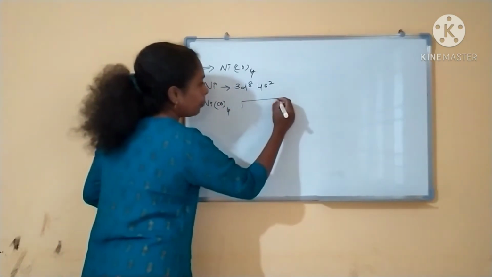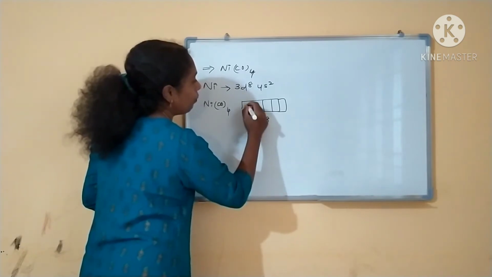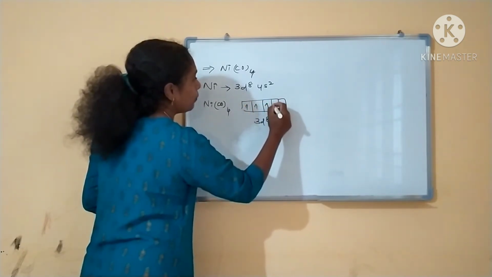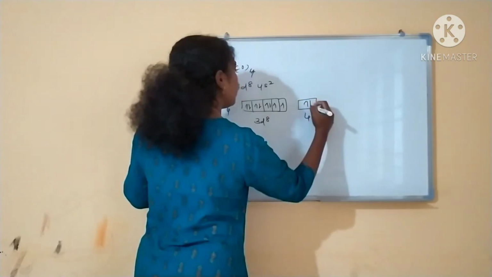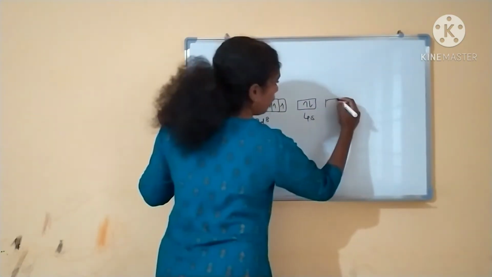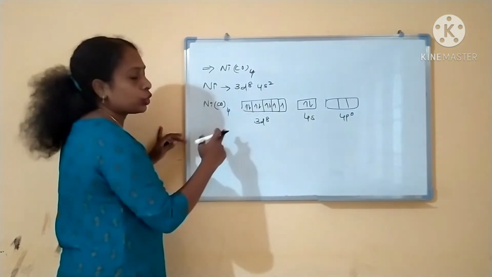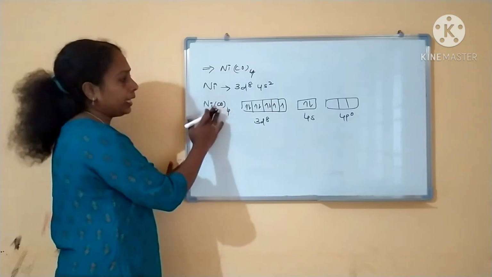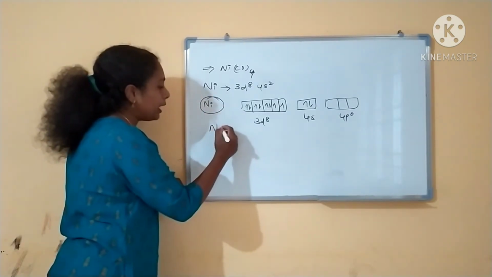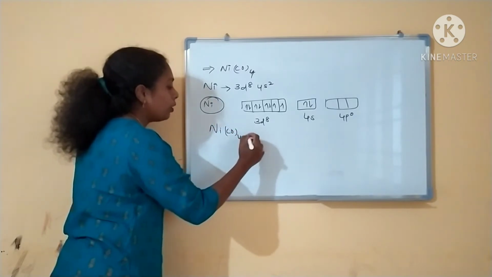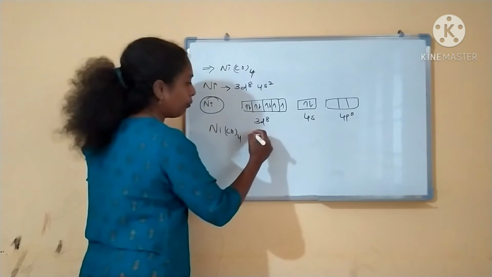We will see the orbital distribution of electrons. 3d8: 1, 2, 3, 4, 5, 6, 7 and 8, then 4s2 electrons, and 4p is 0, right? This is the orbital distribution of electrons in nickel. In nickel it is like this. If you take Ni(CO)4, what will happen? CO is a strong ligand, so it will cause pairing of electrons.